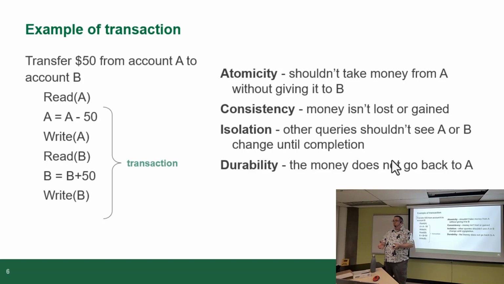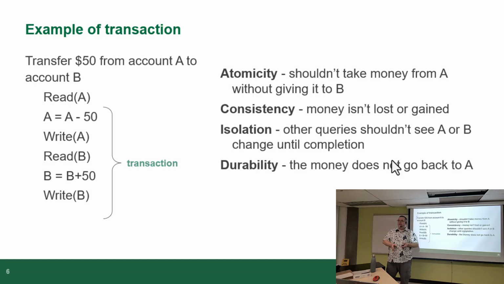That is the whole transaction, which means if any of these steps fail, the transaction has to fail. Because otherwise, the consistency. So for atomic, you cannot take money from A without giving it to B. Boom, done. Consistency. Money is not gained or lost.